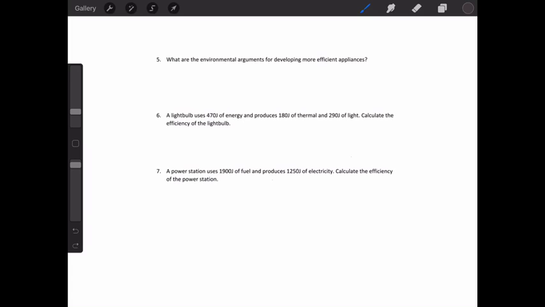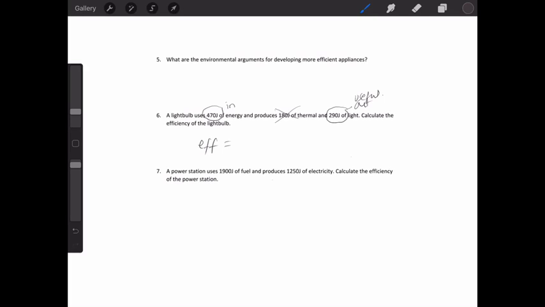So on question 6, a light bulb is using 470 joules of energy. That's the total amount of energy that goes in. And it produces 180 joules of thermal energy, 290 joules of light. So it's the light we want the light bulb for, so this is the useful energy that comes out. When we're calculating efficiency, we don't actually need the number of the energy that's wasted, because that's not in our equation.